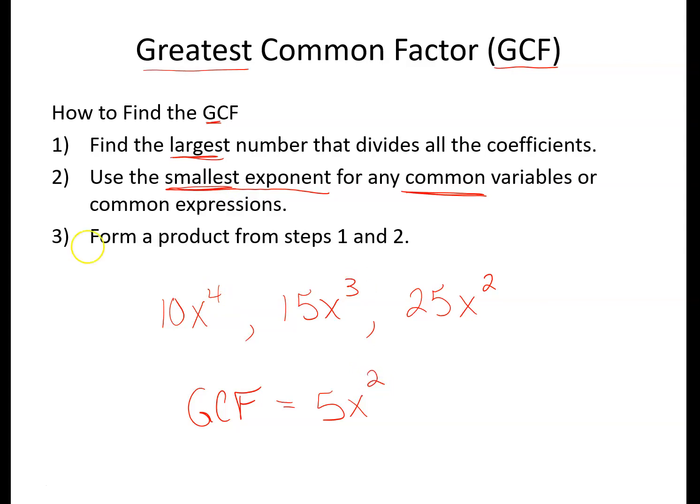And then step 3 says form a product. So these are multiplied together. We don't have to write a multiplication symbol. It's just understood to be multiplied. And so the entire GCF for these three terms would be 5x squared.